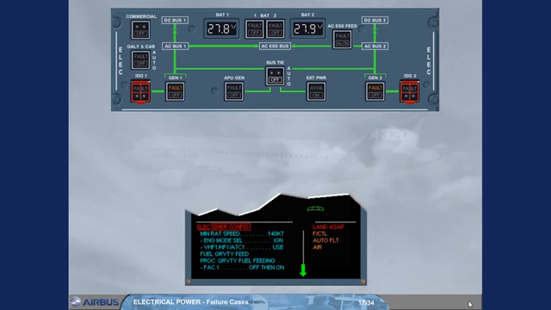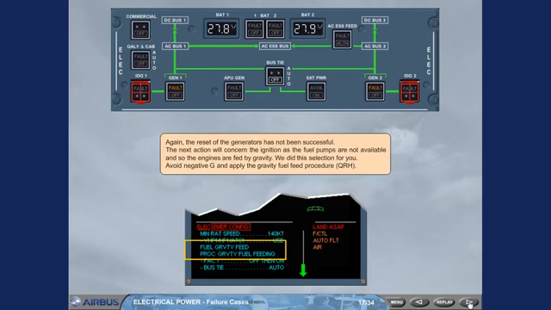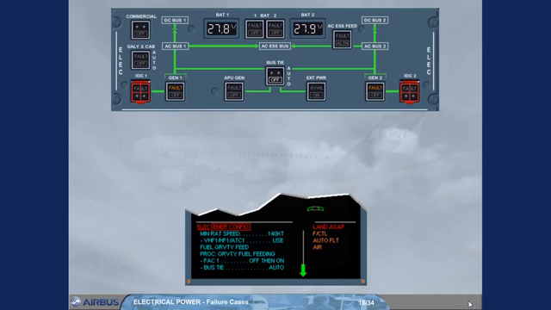The next action will concern the ignition, as the fuel pumps are not available and so the engines are fed by gravity. We did this selection for you. Avoid -G and apply the gravity fuel feed procedure, QRH. Then, the flight augmentation computer, FAC1, must be reset. We did it for you. This allows the recovery of the rudder trim system, but without trim position indication. And on the PFD-1, the characteristic speeds, the speed protections, and the speed trend arrow.